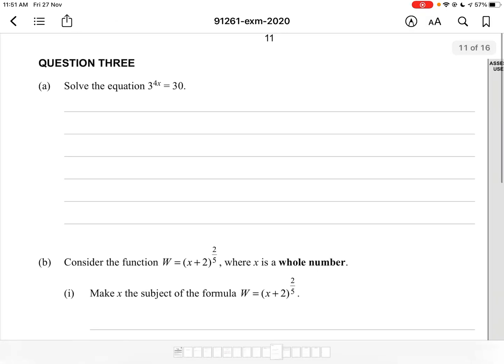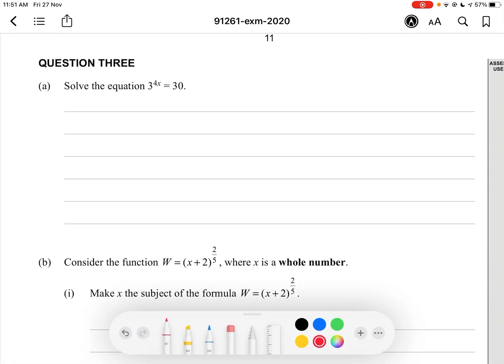Alright, so question 3. Solve the equation 3 to the power of 4x equals 30. So we can take the logs on both sides with 4x. Sorry, using the pen again. Okay, so 4x log of 3 equals log of 30. So therefore, 4x equals log of 30 over log of 3.